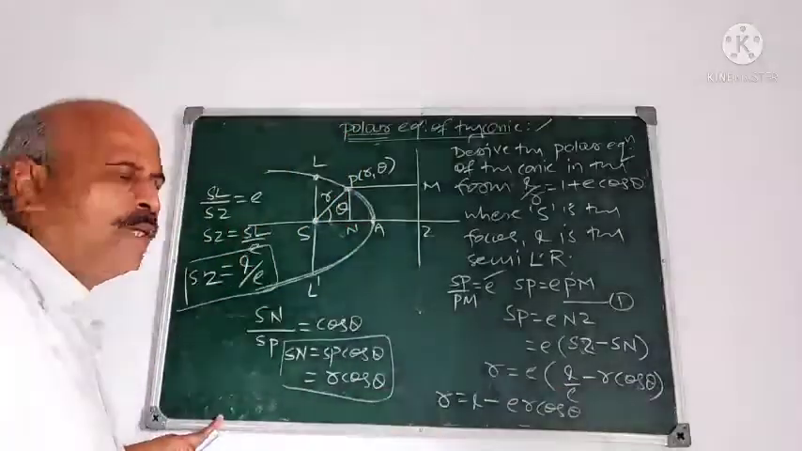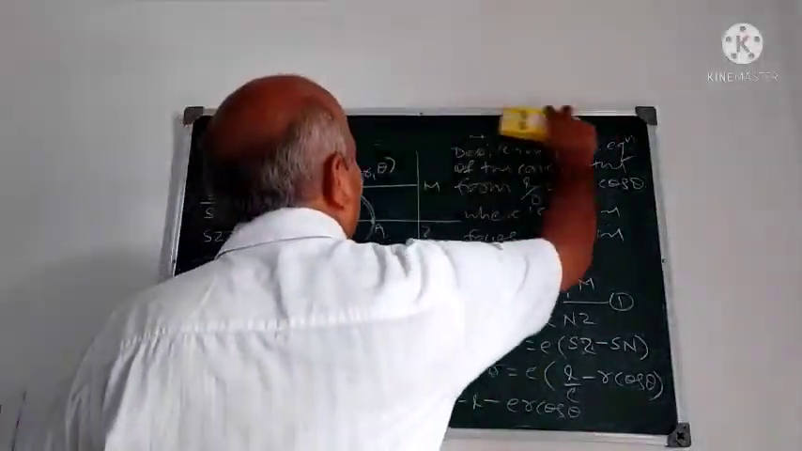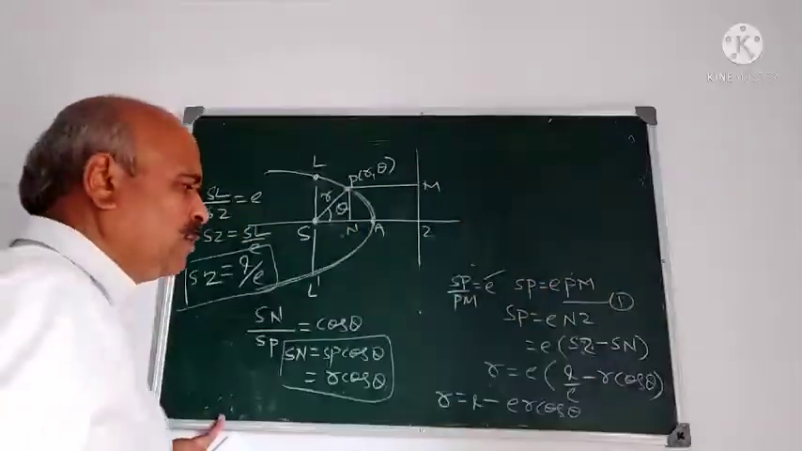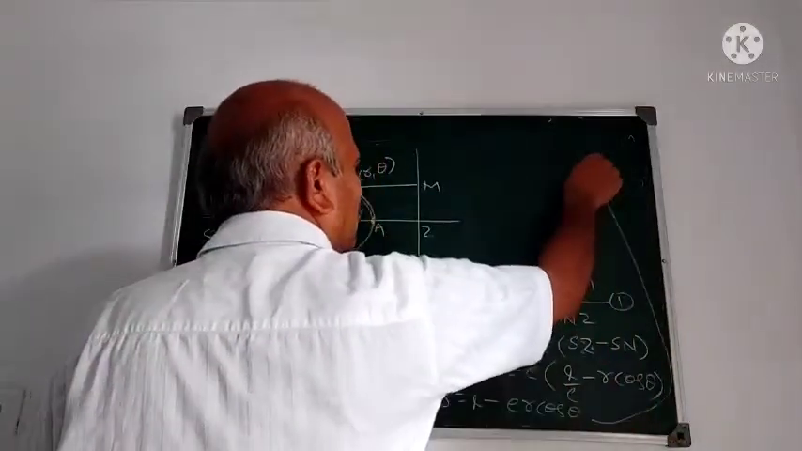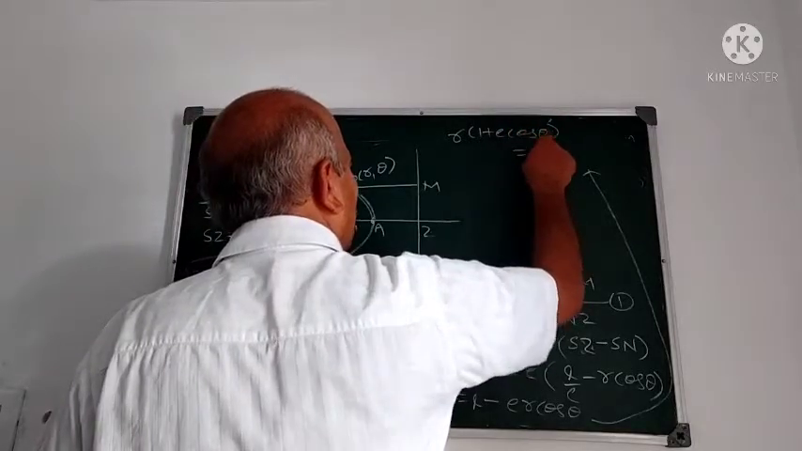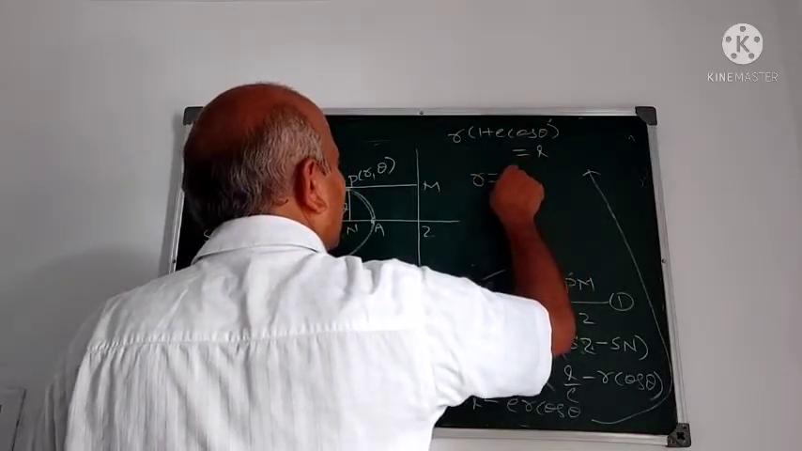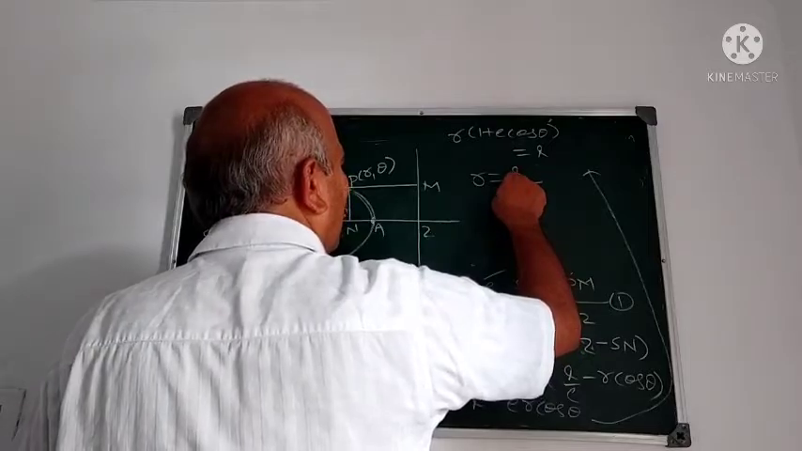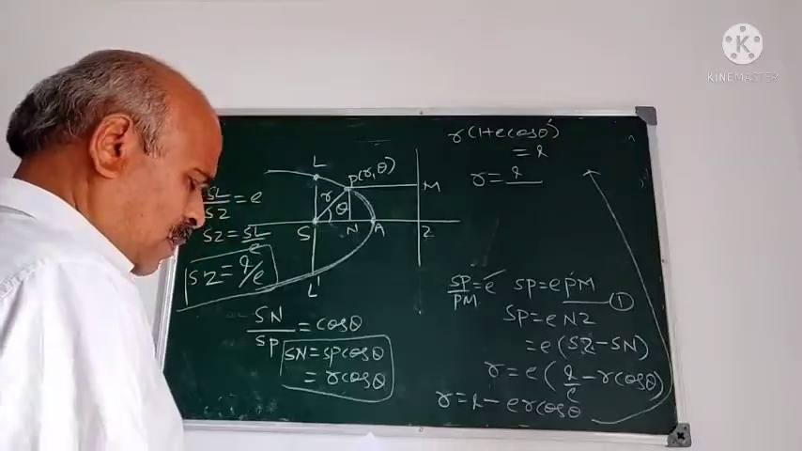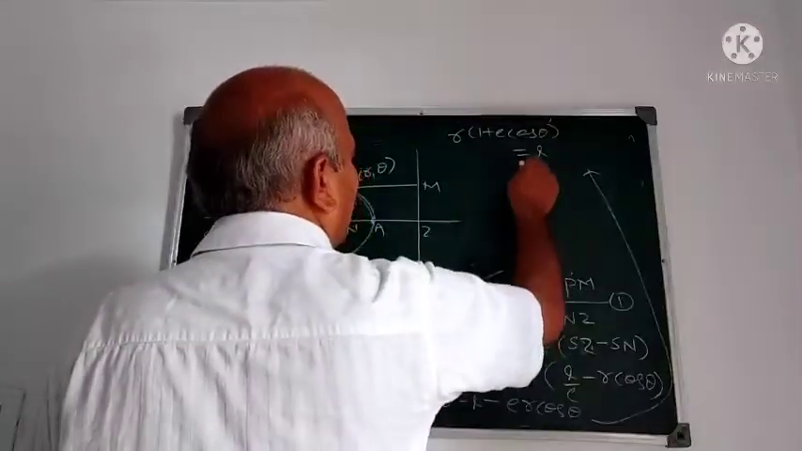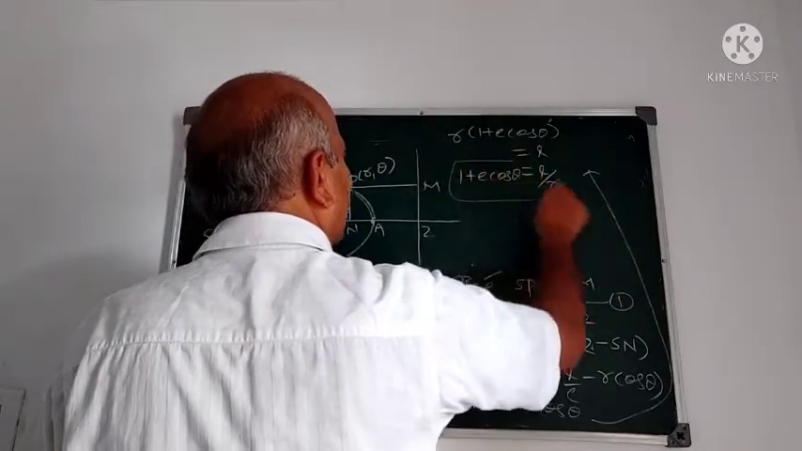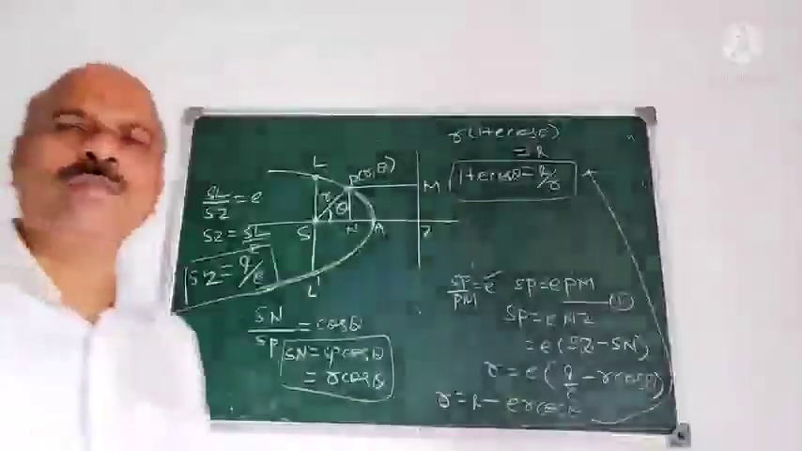Now we simplify further. How to simplify? Say I go to this step here. R into 1 plus E cos theta is equal to L. Therefore, R is L by 1 plus E cos theta, or L by R is 1 plus E cos theta. This is the equation: L by R is 1 plus E cos theta.